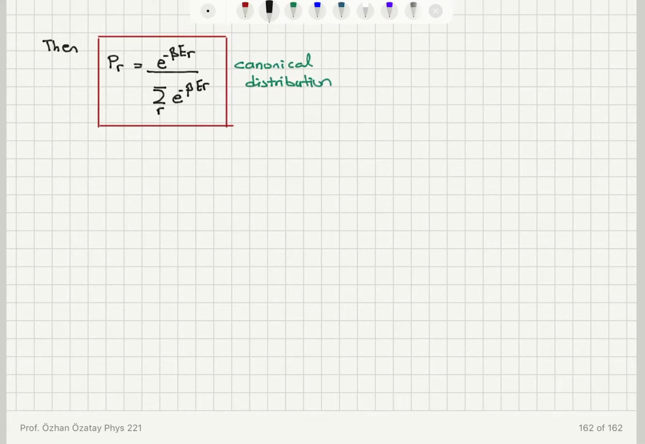And so if we're looking at any parameter of system A, any system parameter, we can find its average value by looking at the mean value. By definition, it's the probability of having a state R with the corresponding parameter value y sub R. For all possible states, we will add these up, weighted by the probabilities.